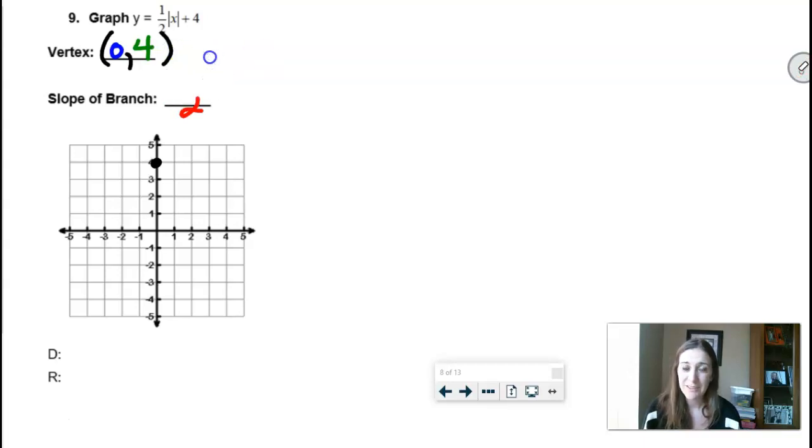And remember, because it's a weird absolute value graph, you're going to travel up 1, but then you're going to go right 2, and you're going to go left 2. So we go up 1, right 2, and up 1, left 2.